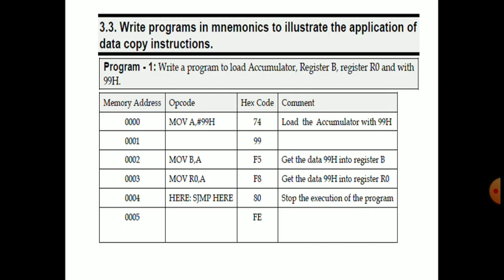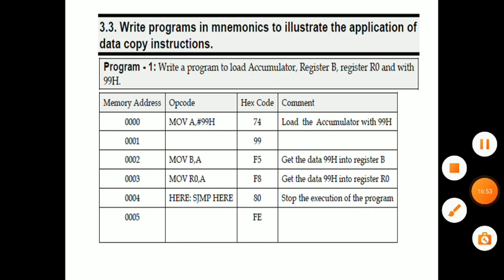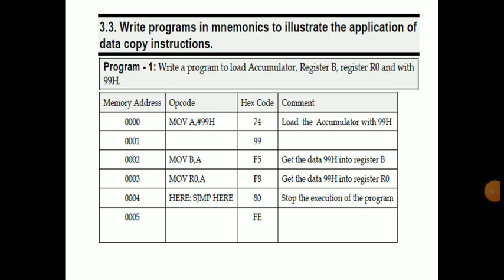until exiting of this program. So this is a simple program which contains typically 3 lines only, because the 19H data has to be transferred to the 3 registers, that is A, B, R0.